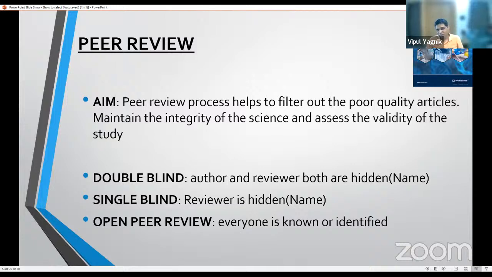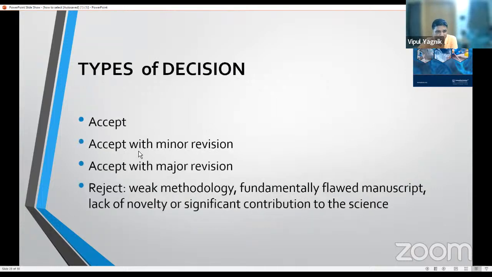What are the various types of peer review? The most common peer review preferred all over the world is double blind peer review. What does double blind peer review mean? The author is not known to the reviewer and the reviewer is also not known to the author. That review is known as double blind peer review. In single blind peer review, the reviewer is known to the author, but the author is not known to the reviewer. That is known as single blind peer review. Open peer review is where everyone is known and identified, meaning the author knows the reviewer and the reviewer knows the author. That is the least preferred type of peer review system.